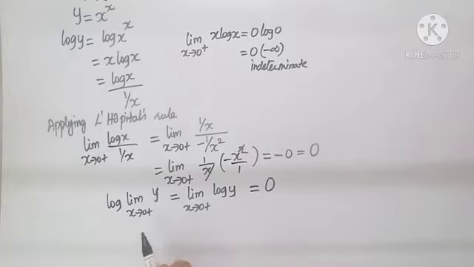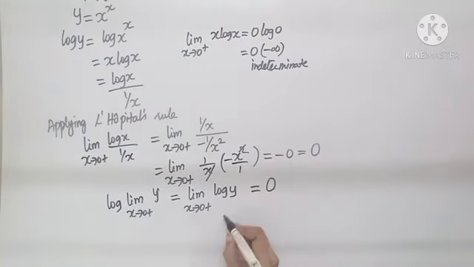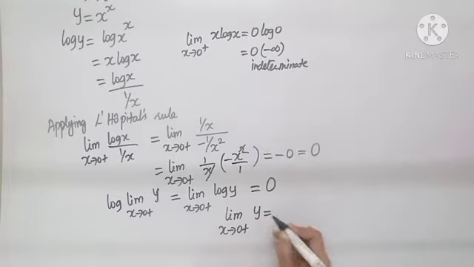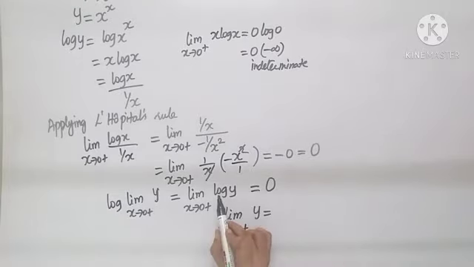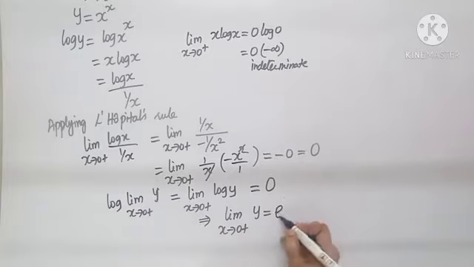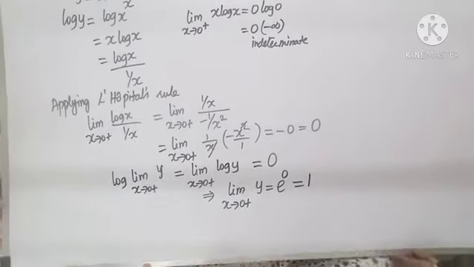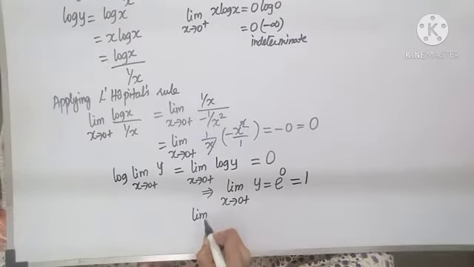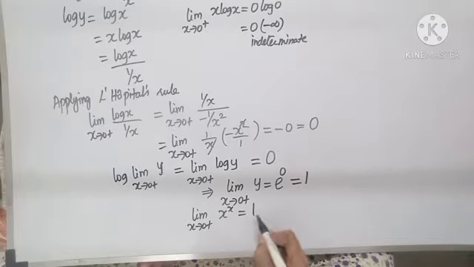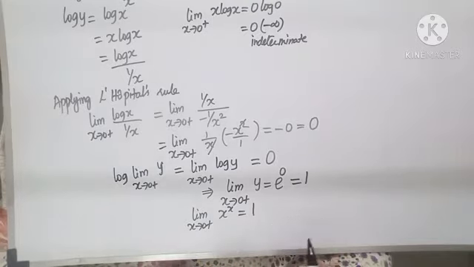But the question is not with logarithm. So what should I do? If I want to remove the logarithm, the only rescue is to take e power. Log y, the limit 0, tells me whenever I don't want log, raise it to e power 0, which is 1. So we write the answer to the given question, limit x tends to 0 plus x power x. We have arrived at 1, and that is the answer.